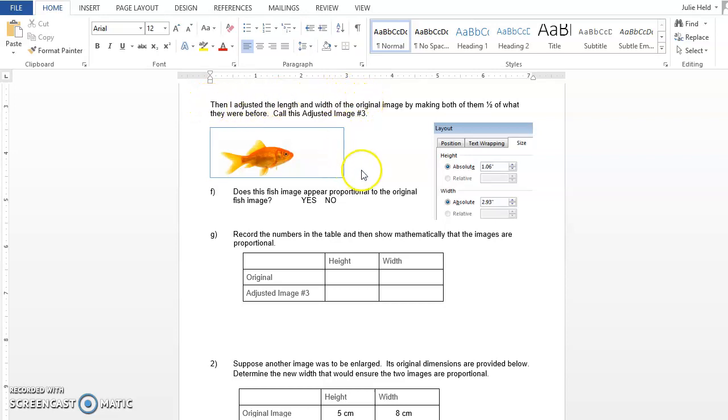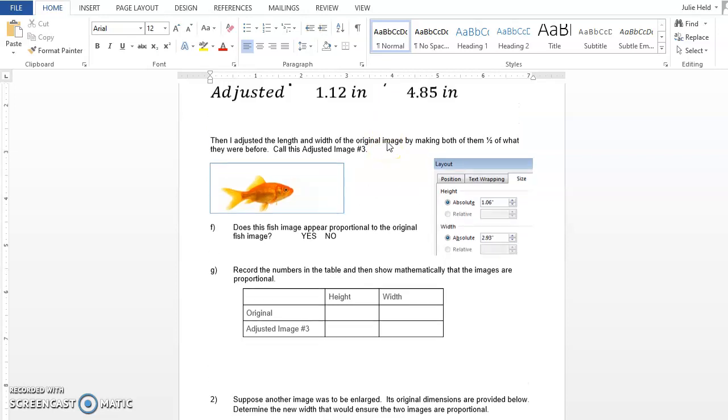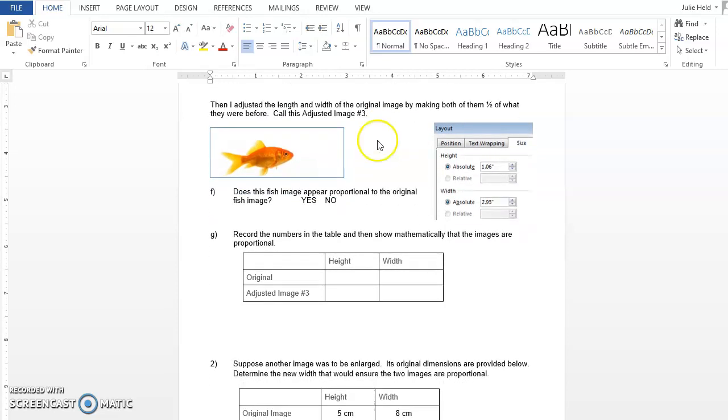Here we are back at our goldfish. So we've adjusted it in two ways. Neither kept it proportional. Now we'll try it again. So I now adjusted the length and the width of the original image by making both of them half of what they were before. So that sounds kind of promising, right?